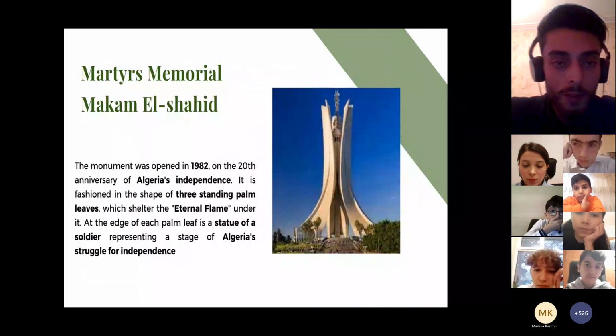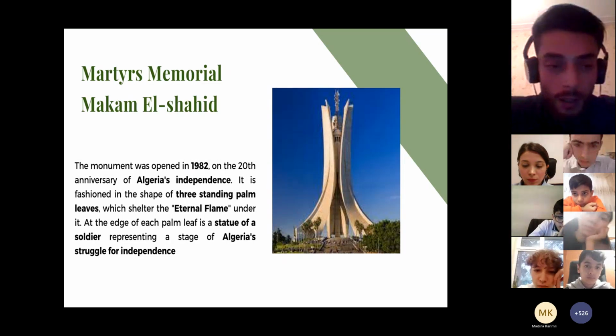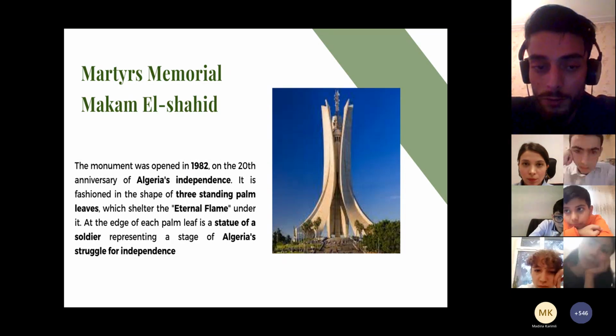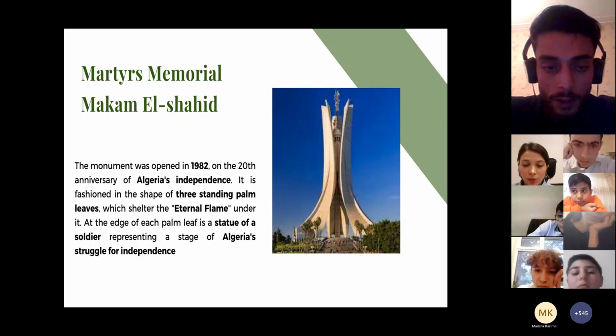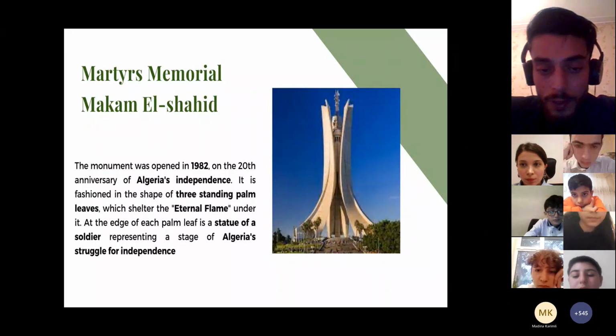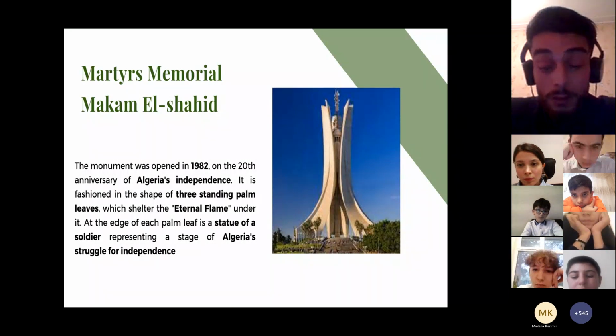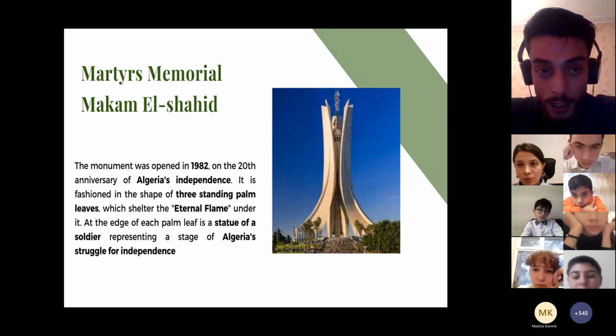Secondly, we have the Martyr Memorial, or as we call it in our accent, Maqam Shahid. The monument was opened in 1982 on the 18th anniversary of Algeria's independence, and is fashioned in the shape of three standing palm leaves with a sheltered eternal flame under them. At the edge of the leaf is a statue of a soldier representing a stage of Algeria's struggle for independence. So it's also well known and famous in Algeria.